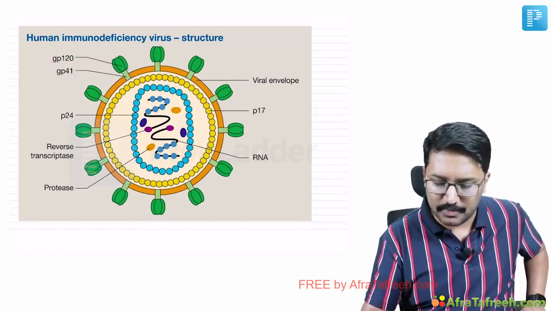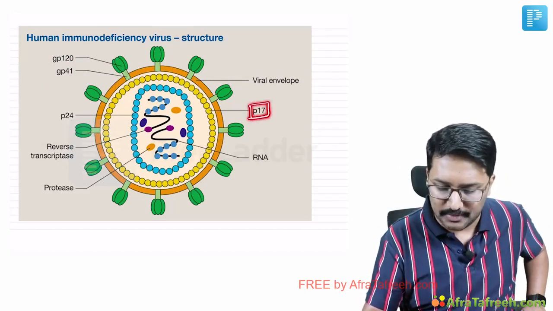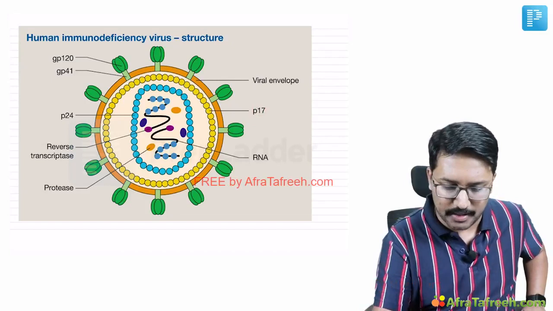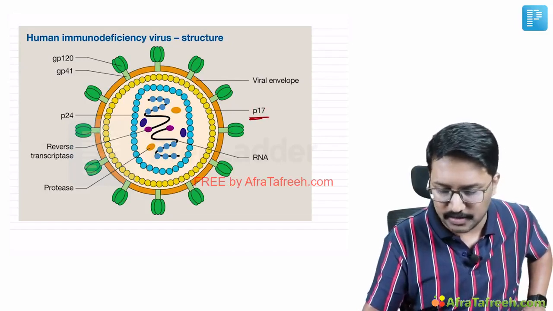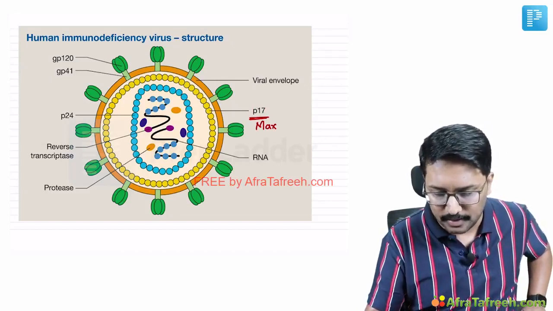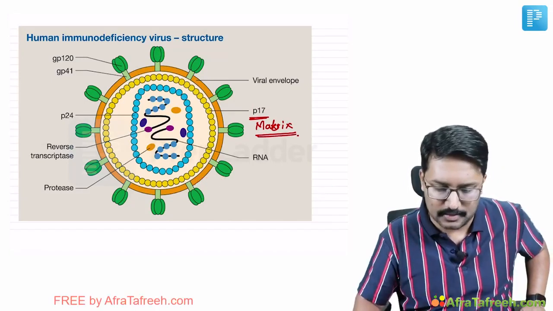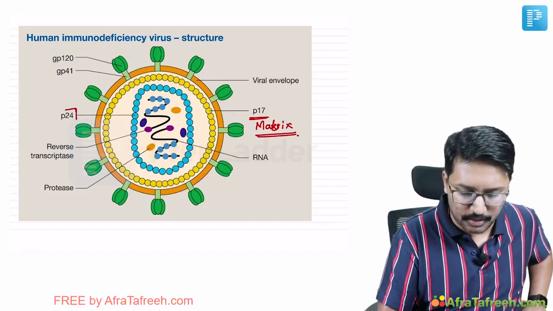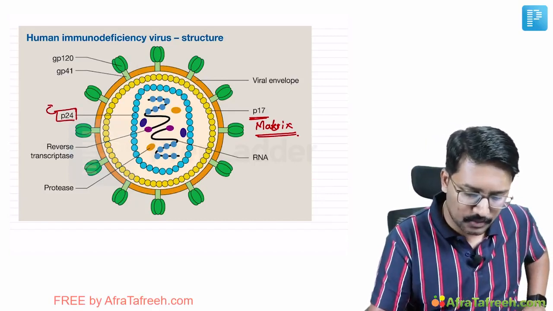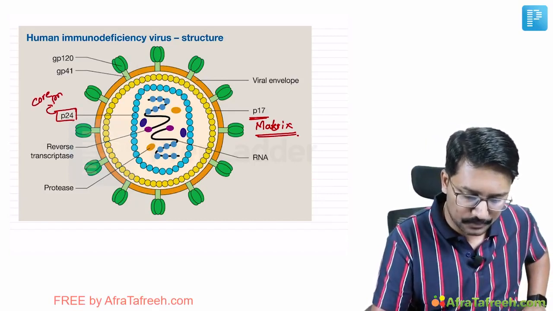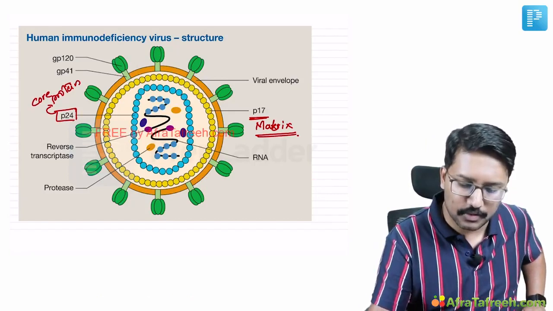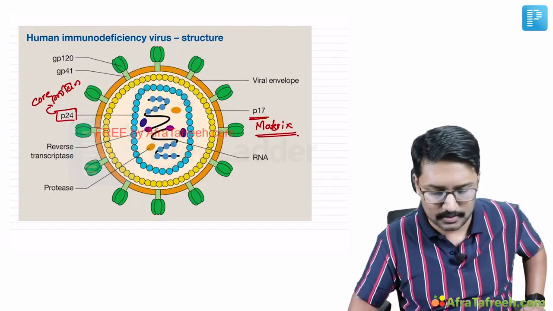Apart from that, we have a protein called P17, which is a matrix protein. This P17 forms the matrix of the viral cell. Then we have another protein called P24, which is known as the core protein. This is part of the core of the virus.